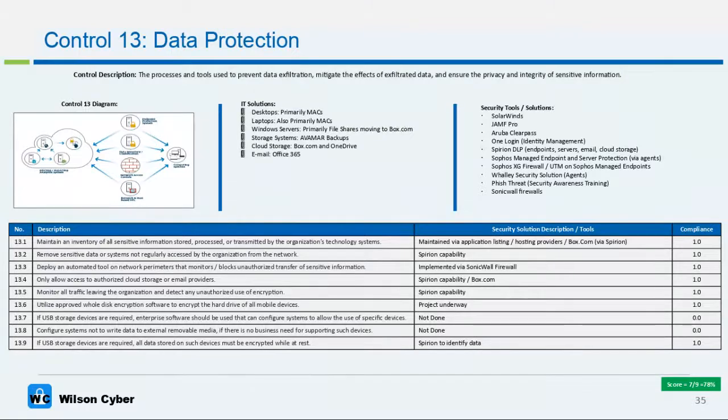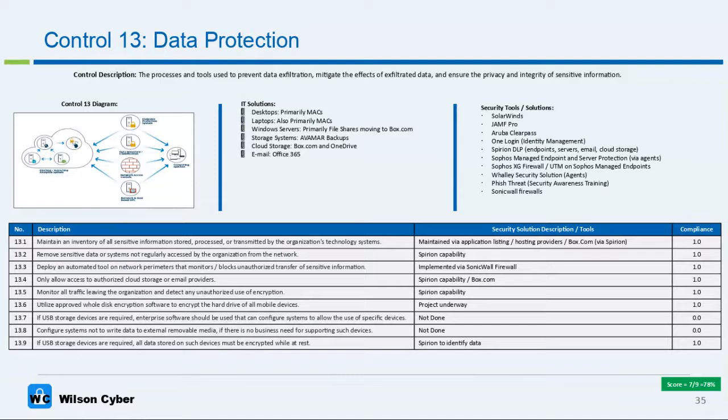Control 13 is data protection. Again, since implementing Spirion, there's been considerable improvement in the data protection control. Here we have the processes and tools to prevent data exfiltration, mitigate the effects of exfiltrated data, and ensure the privacy and integrity of sensitive information. We have 9 subcontrols.